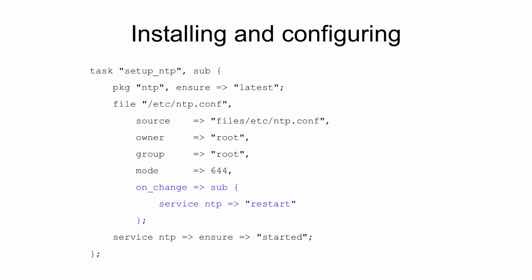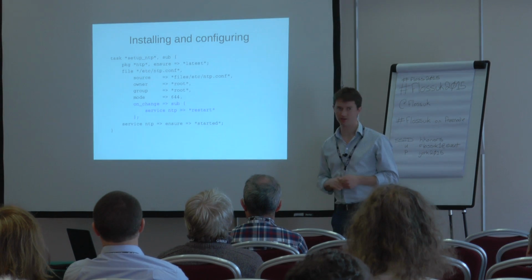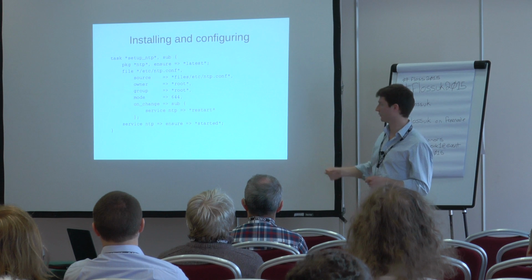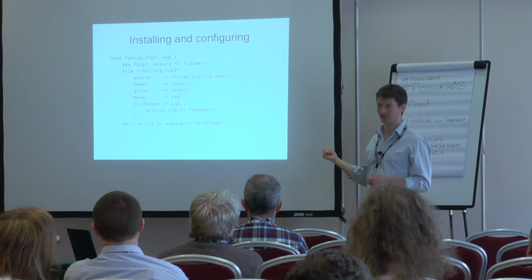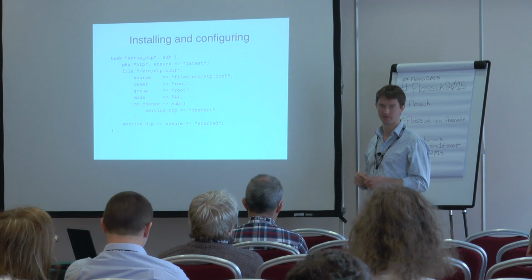So in this one, I can define another separate subroutine and say, if there's any change being made to that file, then restart the NTP service. And actually, I could lose that last line there to start it. So that whole thing now will make sure that NTP is installed, make sure it's got the configuration file, but importantly, it will only restart the service if some change has been made to that configuration file.